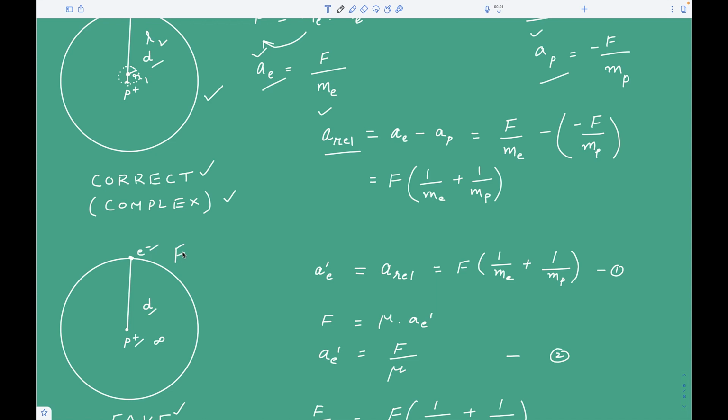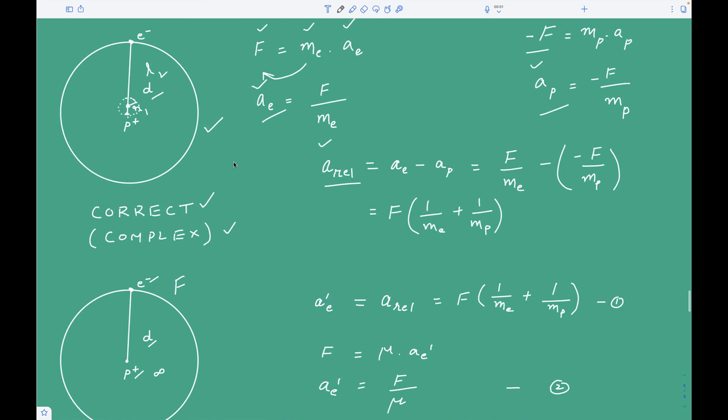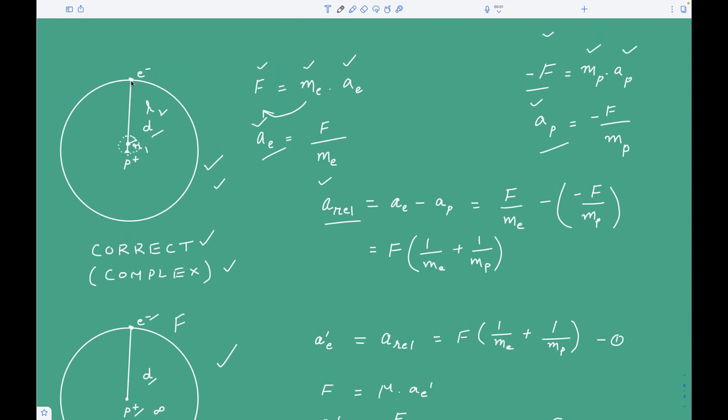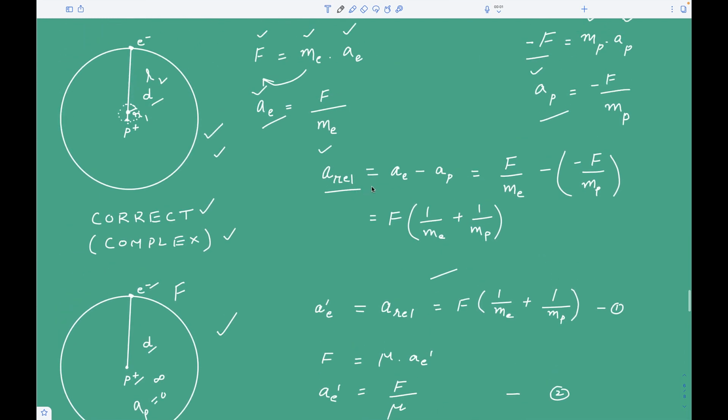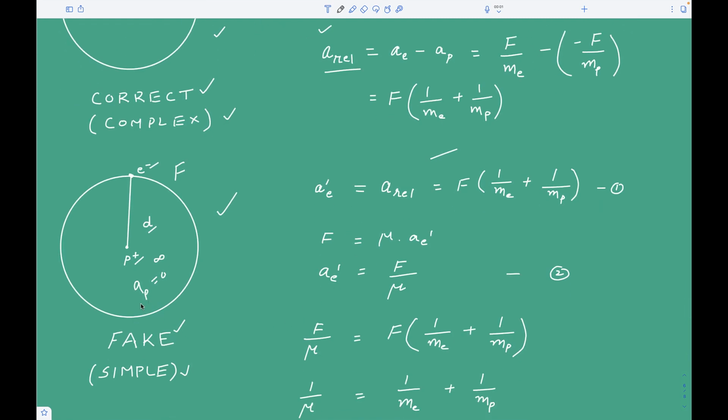Now, what is the second condition? The second condition is that the perspective or the experience of the electron must be same in both these models. We cannot change that. That means if you imagine you are sitting on this electron in the real model, the relative acceleration that you experience is this, that is ae minus ap. Even in this fake model, the electron must experience the same amount of relative acceleration. But in this fake model, we are assuming that the proton is at rest, that is, its acceleration is 0. Then, how can this electron experience the same amount of relative acceleration as in the real case if we are not allowing the proton to accelerate?